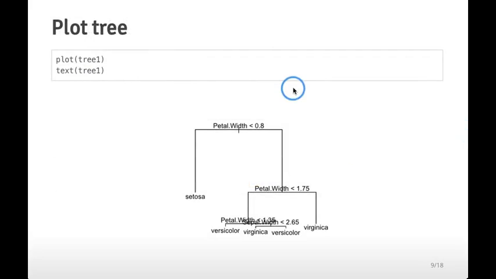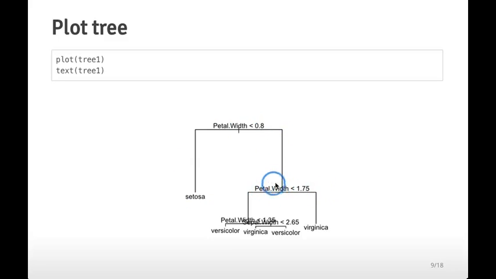So then you can plot the tree. If you type plot tree, you'll just get the lines drawn here. You won't actually get the words. To get the words, you have to say text tree. So what this tells you is the first split happens on petal width. If the petal width is less than 0.8, we're going to classify you as setosa. And if you're greater than 0.8, you follow this path.